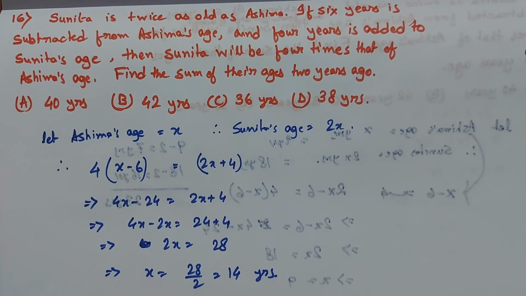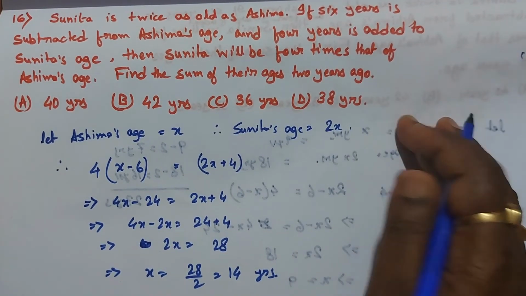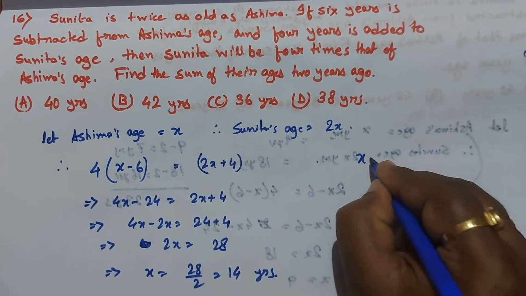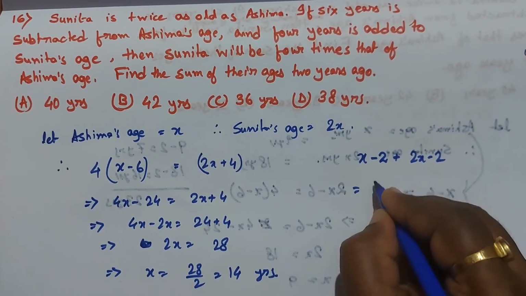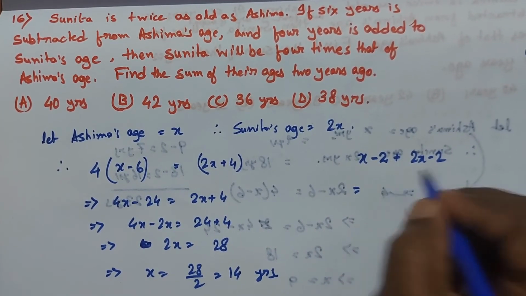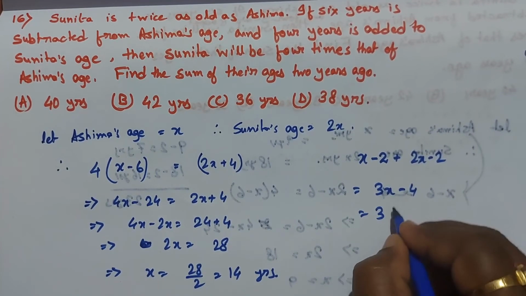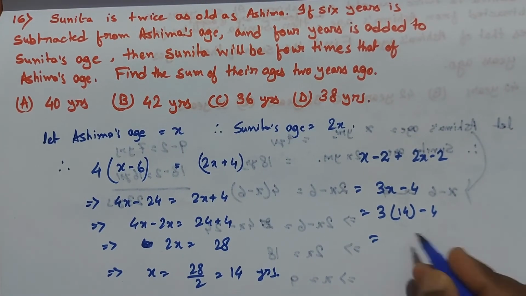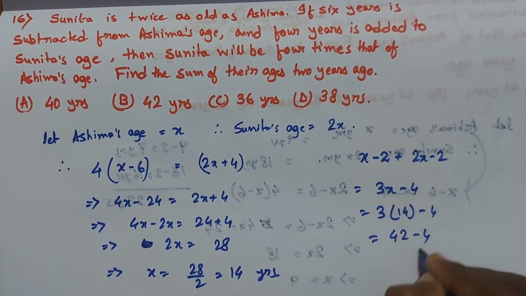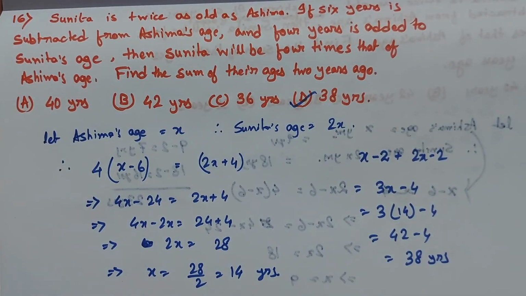Now the sum of their ages 2 years ago. The present age is x, so x minus 2 plus 2x minus 2. That means x plus 2x is 3x minus 4. So 3 into 14 minus 4: 3 into 14 is 42, minus 4, that is 38 years. So option D is our correct answer.